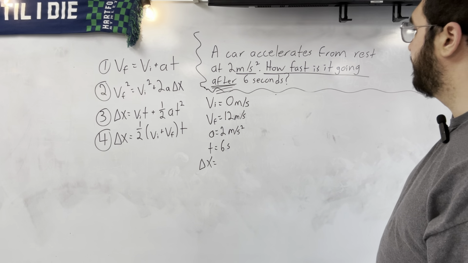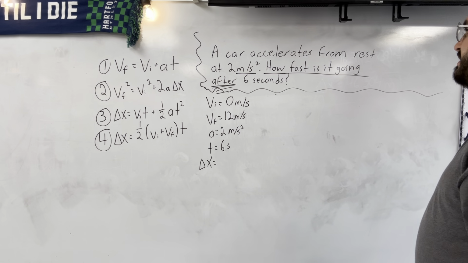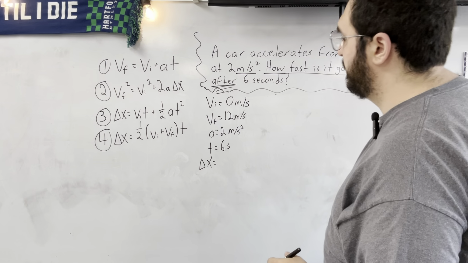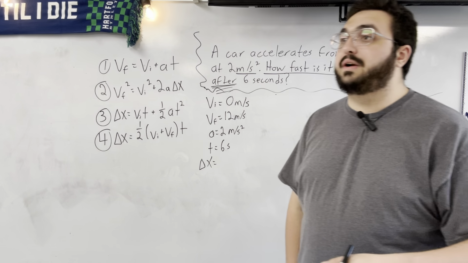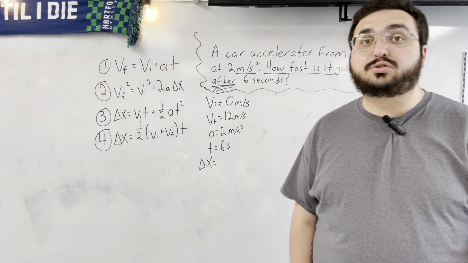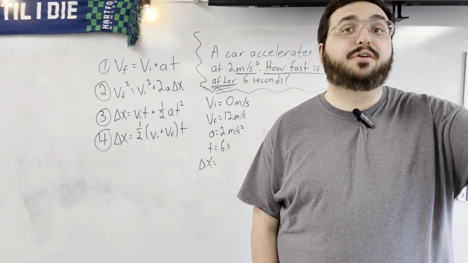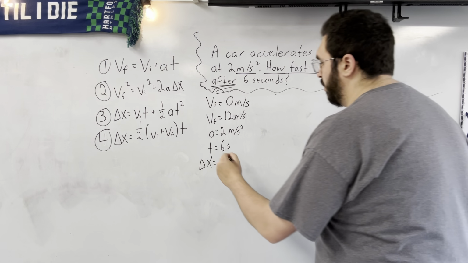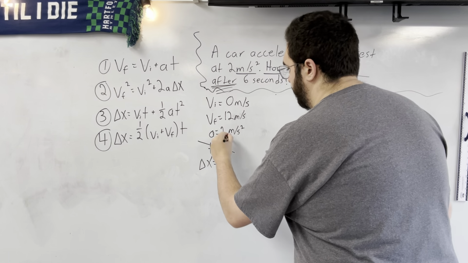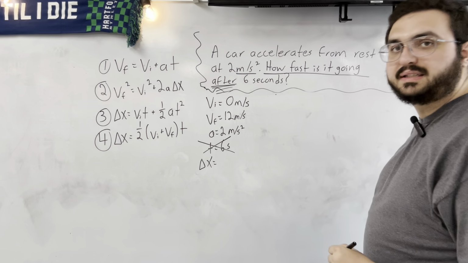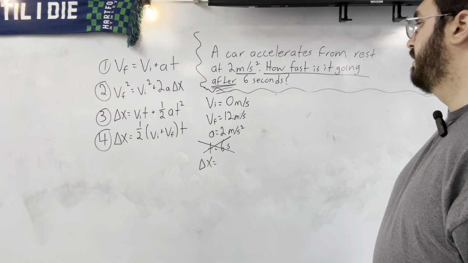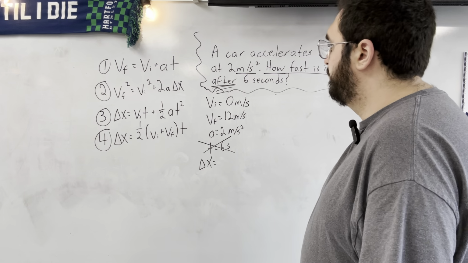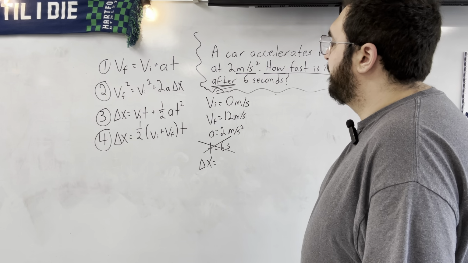Let's say hypothetically, instead of asking how fast is it going after 6 seconds, it tells us that after an unknown amount of time, the car is traveling at 12 meters per second. How far does it travel? So let's ignore t equals 6. I'm solving for delta x. That's my unknown. I have vi, I have vf, and I have a.